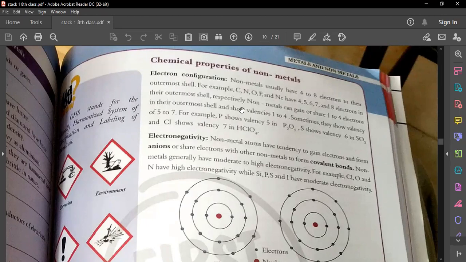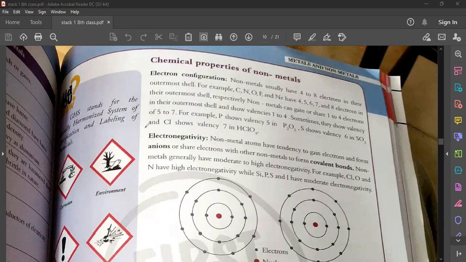And non-metals will form covalent bonding. What is the meaning of a covalent bond? Covalent bond means mutual sharing of electrons between two atoms. That is a covalent bond. So generally, if you take non-metals, they will form covalent bonding only.